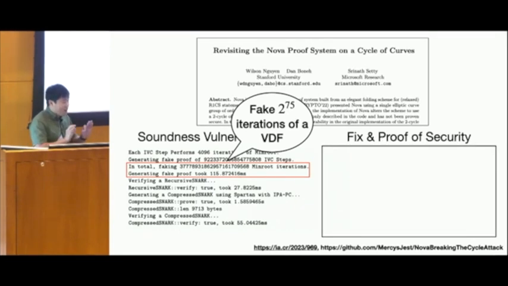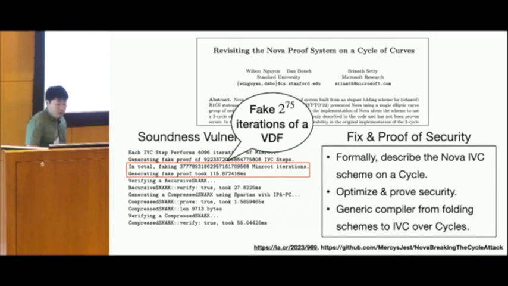But all hope is not lost. This is not just an attack paper. We found a fix that actually improved the efficiency of the recursive verifier and reduced the IVC proof size. And in doing so, we, for the first time in 2 years, write a formal description of how the modified scheme, or how Nova, operates on a cycle of curves. And by formally proving its security, we now provide a generic compiler from these primitives called folding schemes to IVC over a cycle of curves.